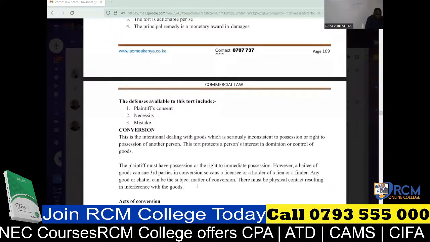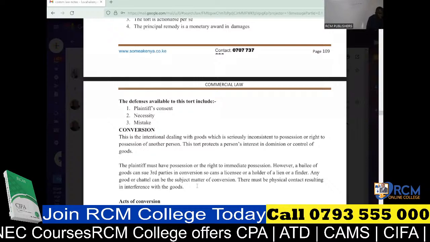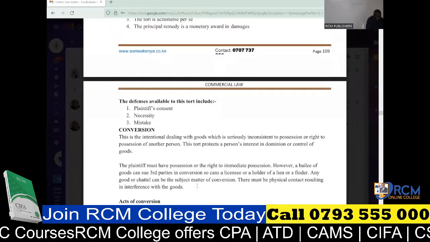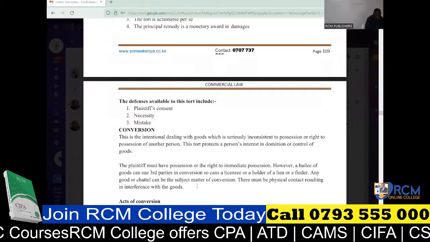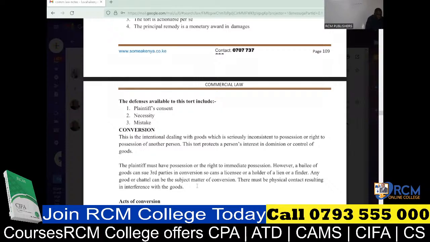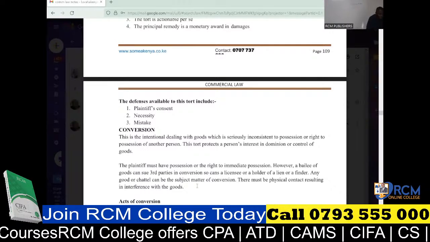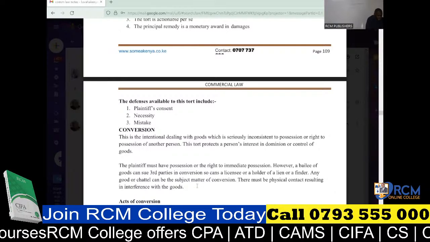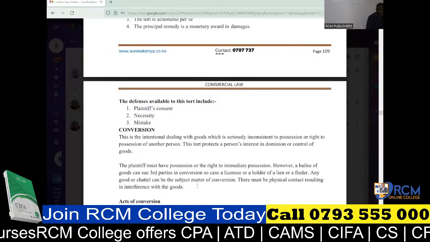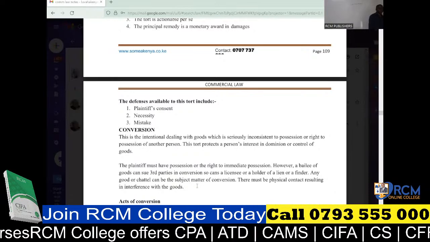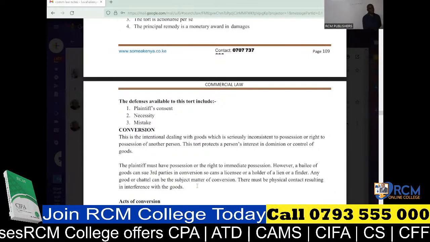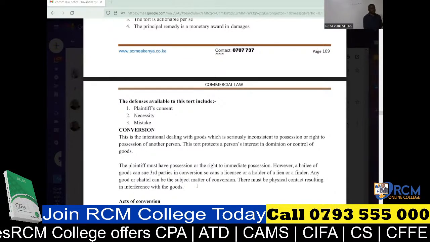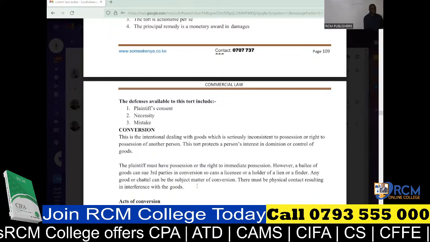However, a bailee of goods can sue third parties in conversion. So can a licensee, a holder of lien, or a finder. Any goods or chattel can be the subject matter of conversion. There must be physical contact resulting in interference with the goods, whereby there is any form of interference or intention to interfere, for example, with packaged goods, converting them into another form or repacking them into other units. That is basically what you call conversion.